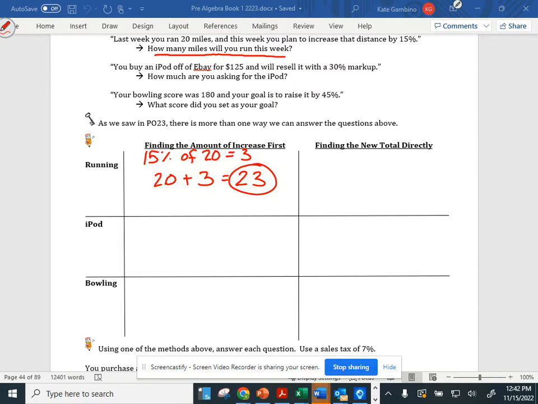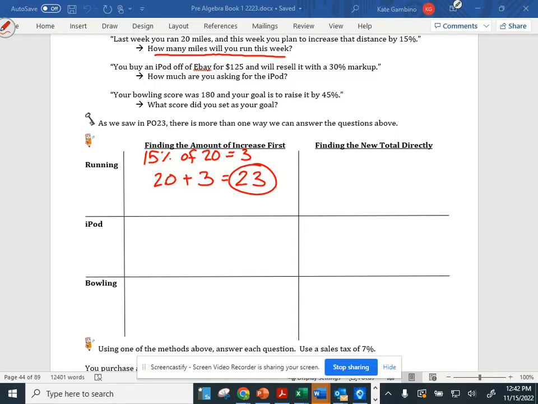The other way of doing it is finding the new total directly. So this way seems a little more complicated, but it's going to make sense. Remember yesterday when we went through it a couple of times, people were like, oh, I get it now. So when I explain it this first time and you go, wait, what? Just wait, because we've got 2 more we're going to go through, and it's going to start to make sense.